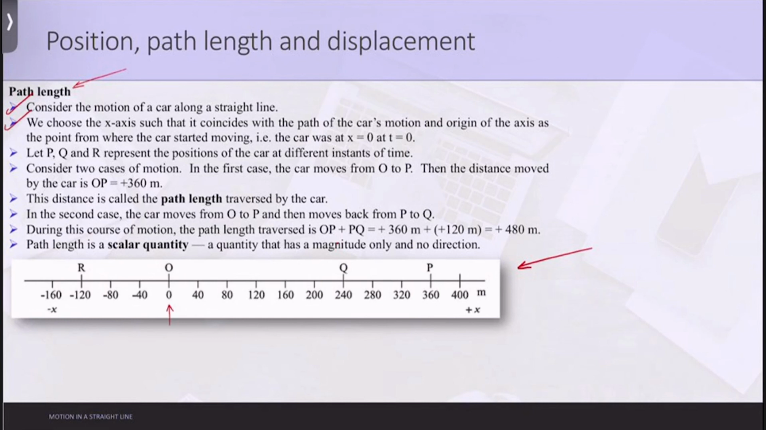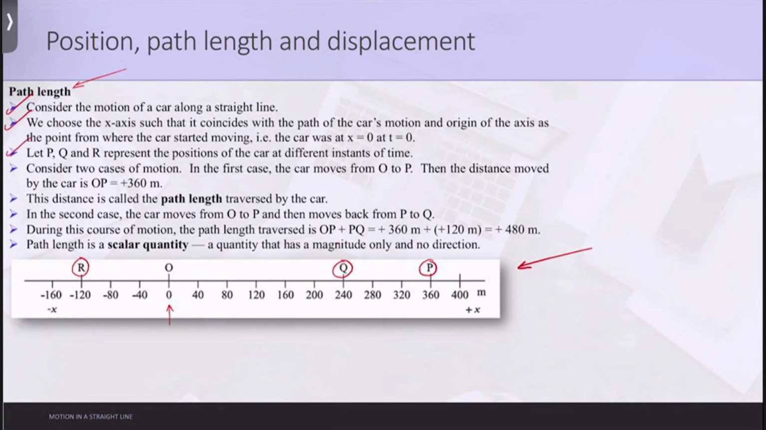Fine. Now let P, Q, R represent the positions of the car at different instants of time. The time is not given, but let us say that at some time t equal to t1, it was at P. At some time t equal to t2, it was at Q. At some time t equal to t3, it was at R. So that thing is also done.